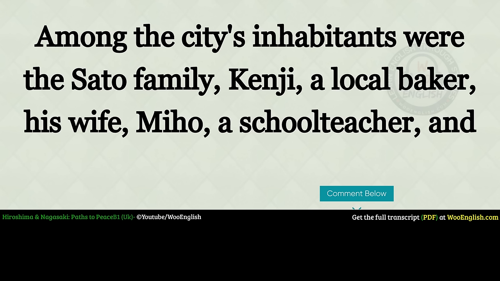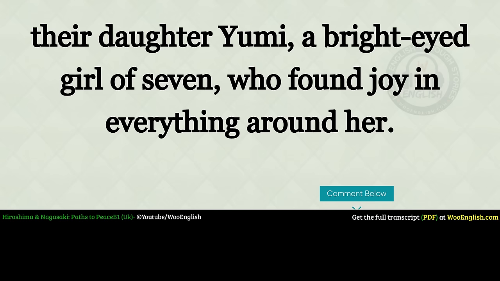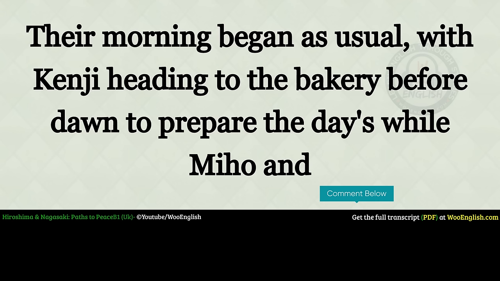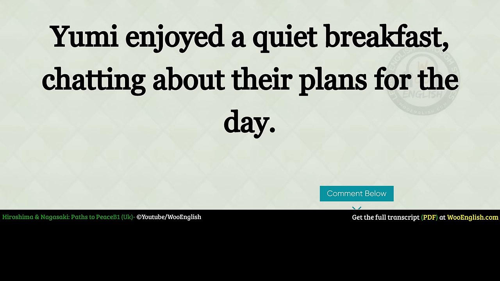Among the city's inhabitants were the Sato family. Kenji, a local baker, his wife, Miho, a schoolteacher, and their daughter Yumi, a bright-eyed girl of 7, who found joy in everything around her. Their morning began as usual, with Kenji heading to the bakery before dawn to prepare the day's bread, while Miho and Yumi enjoyed a quiet breakfast, chatting about their plans for the day.